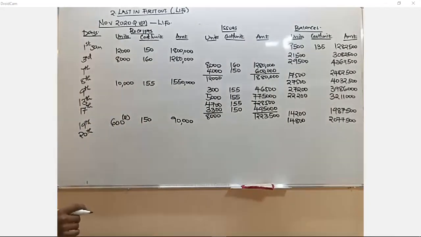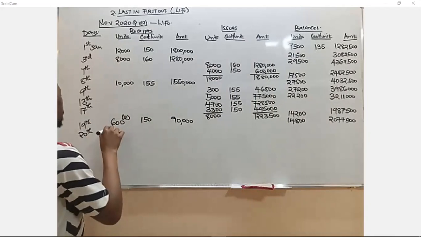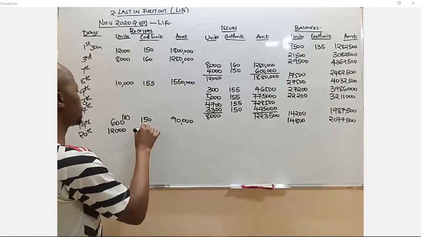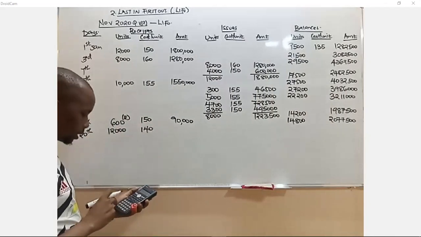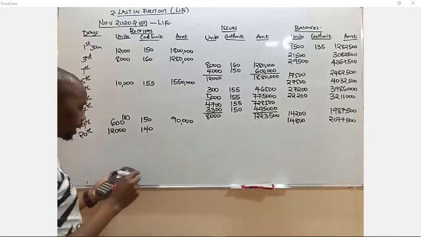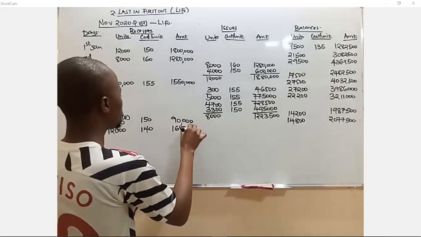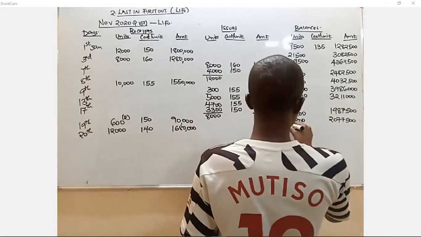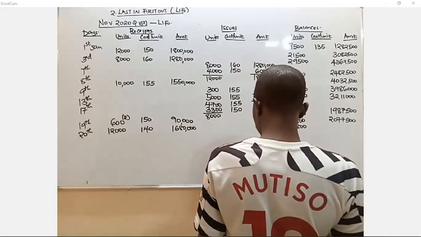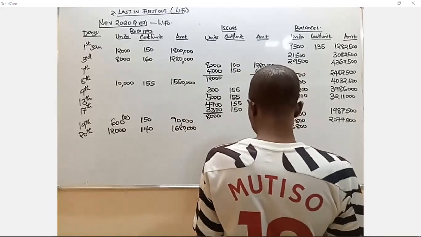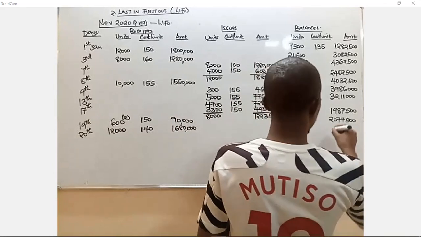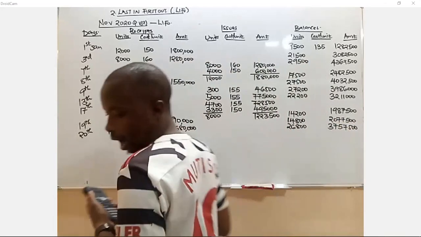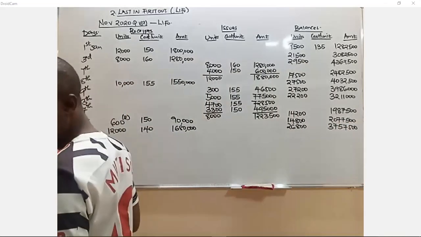From there, we purchased another unit on the 20th. On the 20th, we were able to purchase how much? 12,000 units at 140. So 12,000 by 140, we are getting 1,680,000. Take it to the store, increasing your units, yet 26,800. Then here we add 2,077,500, getting 3,757,500.